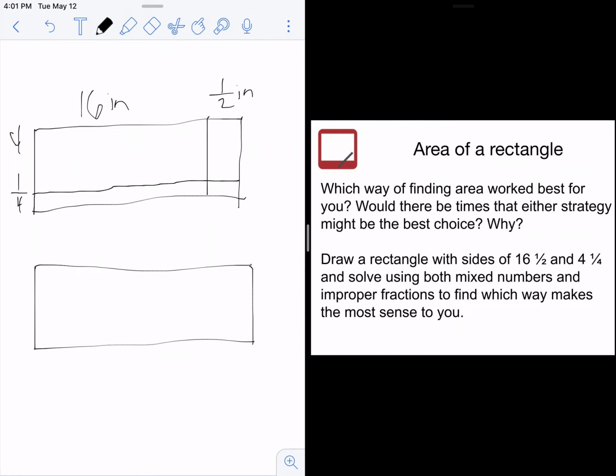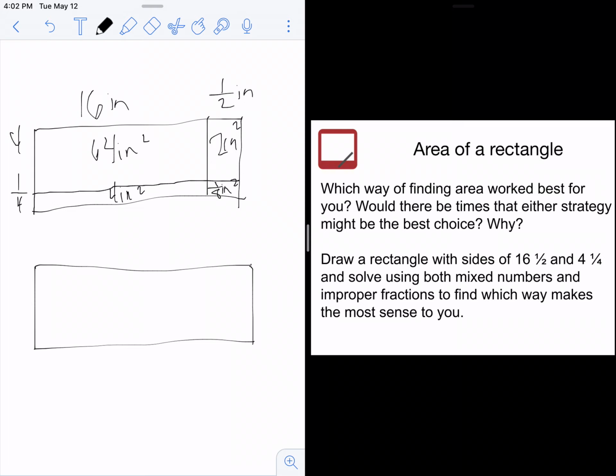And then you multiply. 16 times 4 is 64 inches squared. 4 times 1/2 is 2 inches squared. 1/4 times 16 is 4 inches squared. And then 1/4 times 1/2 is 1/8 inches squared.